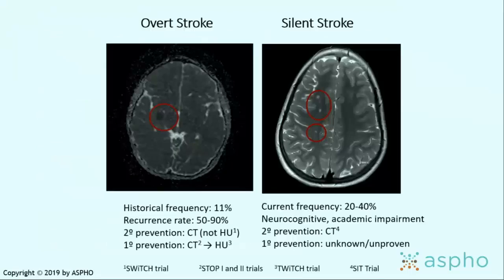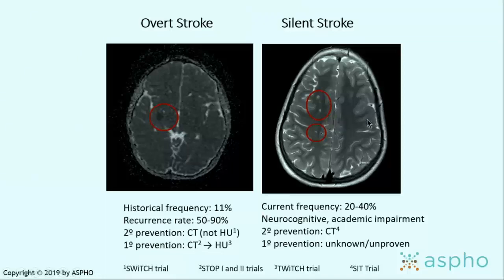So overt stroke. So our historical frequency is about 11%. We know that frequency has decreased because we have screening mechanisms now to identify patients at risk of overt stroke. Recurrence rate from a patient who had an overt stroke was 50 to 90%. We have methods of secondary prevention, which is chronic transfusion, and then primary prevention, meaning preventing that first overt stroke, which is also chronic transfusion with transition to hydroxyurea.